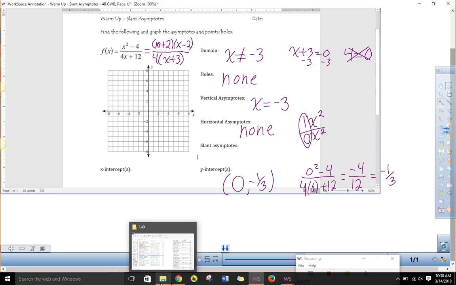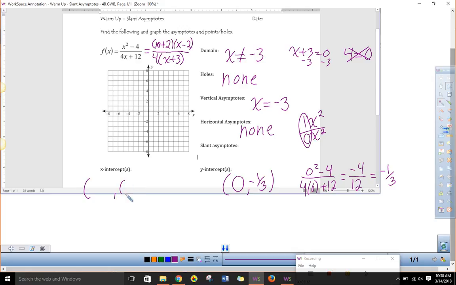How many x-intercepts do I have in this problem? 2. And what do you know about x-intercepts? The y is equal to 0. Your y value is going to be 0. So how do you find these values? You make the numerator. Very nice. You set the numerator equal to 0, just like we did with the denominator for domain. So if I have x plus 2 equals 0, I'm going to get -2. If I have x minus 2 equals 0, I'm going to get +2. Very nice.